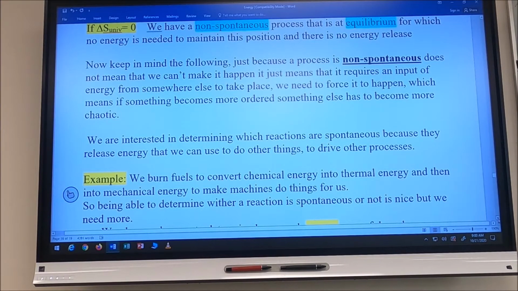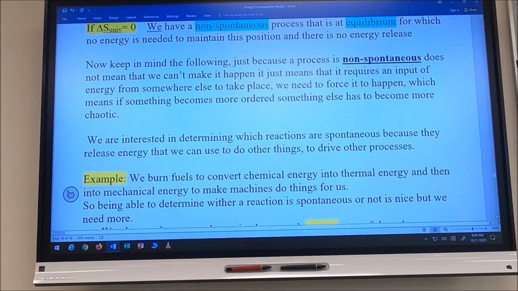If delta S of the universe equals 0, then we have a non-spontaneous process because it's at equilibrium. There is no direction to move that's going to release energy, okay? And no energy is needed to maintain this position. Okay? So, let's think about the following.